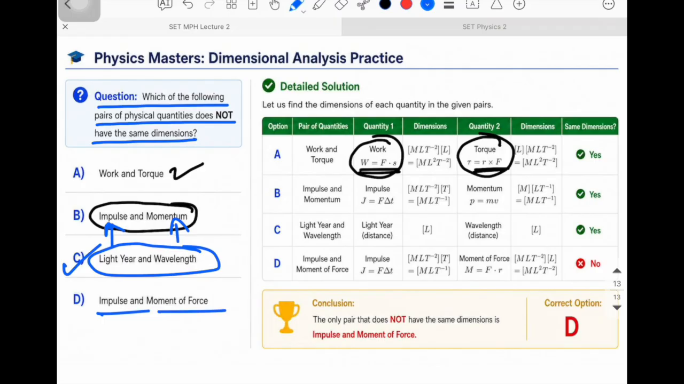Impulse and moment of force, that is different. Moment of force is actually the concept of torque. So torque and impulse: we already know that impulse has the dimension of momentum. So momentum and torque or moment of force are different. So impulse and moment of force have different dimensions.